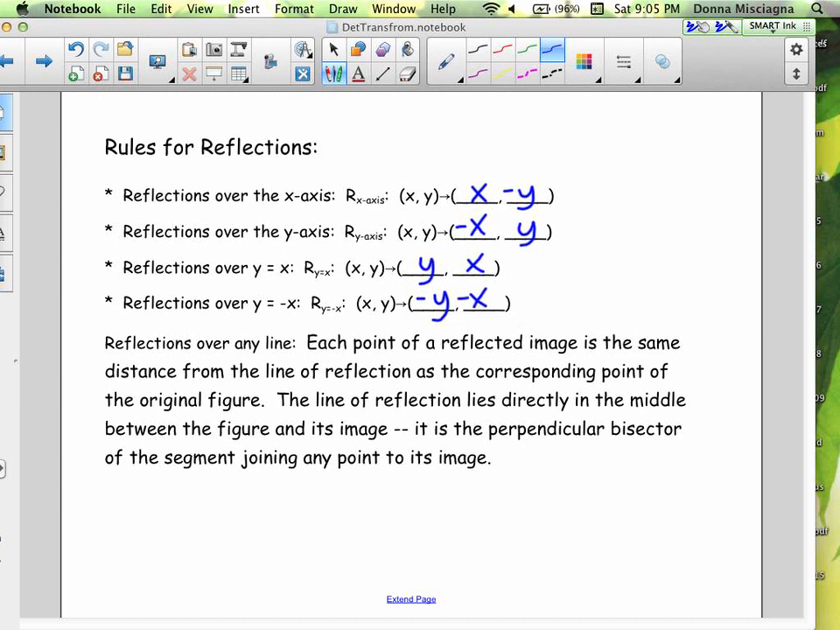You do need to know these, make sure you do. Reflections over any line: each point of a reflected image is the same distance from the line of reflection as the corresponding point on the original figure. The line of reflection lies directly in the middle between the figure and its image. It's the perpendicular bisector of the segment joining any point to its image. And we learned ways that we can find that when we're finding it over something where we don't have a rule. These four here we have a rule: x-axis, y-axis, y equals x, y equals negative x. The other ones, we have to use one of our strategies: counting, subtracting, drawing the segments connecting the corresponding points, etc.